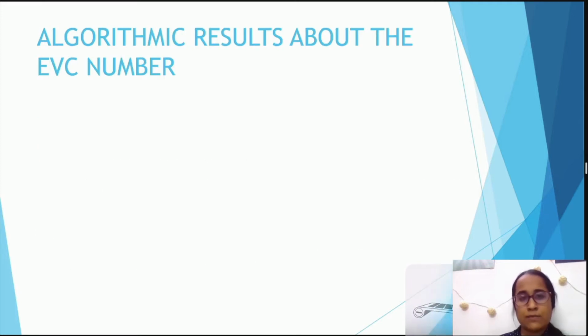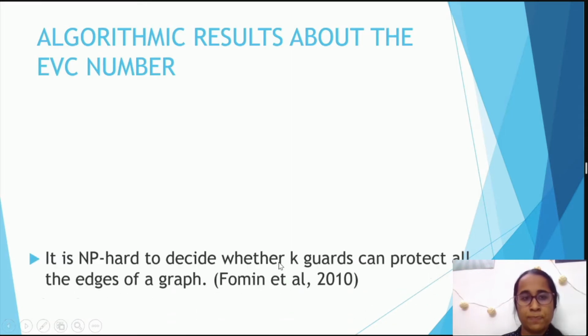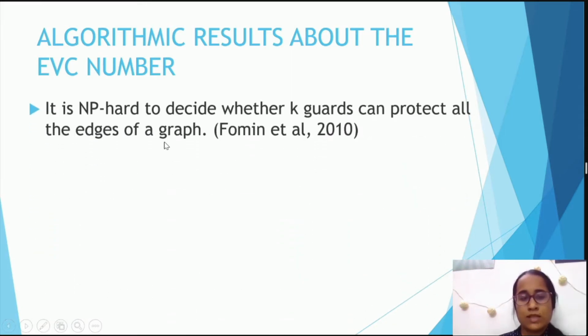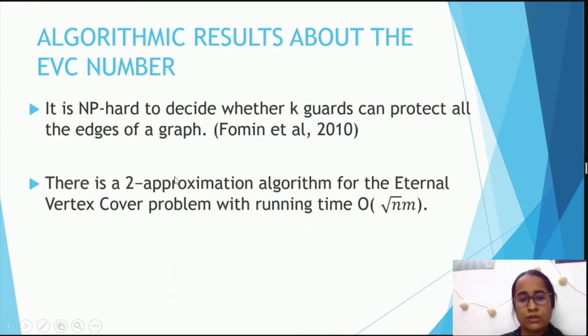Now I will state some algorithmic results about the EVC number. First, it is NP-hard to decide whether k guards can protect all the edges of the graph. This result was given by Fomin et al. And in this paper, they had also given a 2-approximation algorithm for the EVC problem. This algorithm has running time 2 to the order of root n, where n is the number of vertices and m is the number of edges.